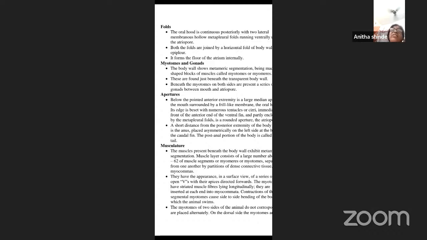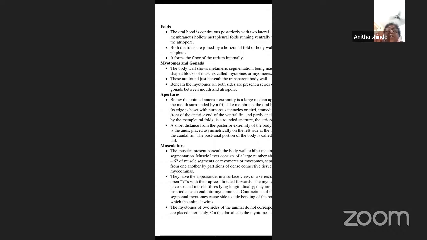So apart from the fins, it also has an oral hood, and this oral hood has got the folds. The folds are nothing but the membranous structures of the oral hood. So we can say the oral hood continues posteriorly into two lateral membranes, which are nothing but the metapleural folds.